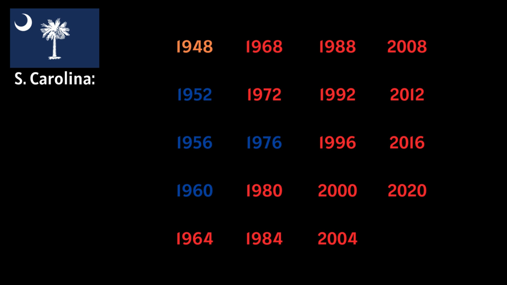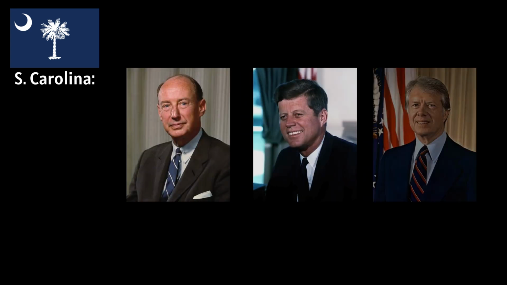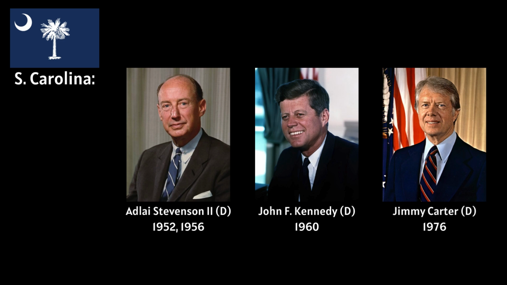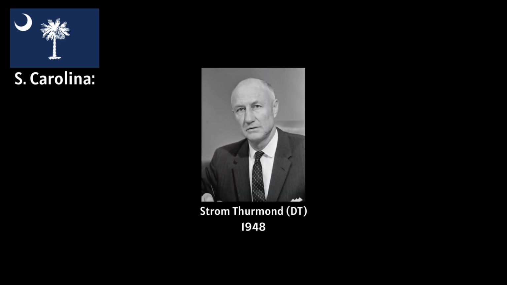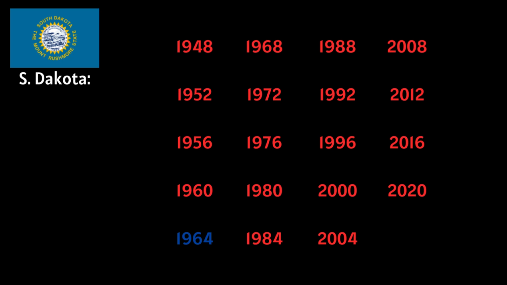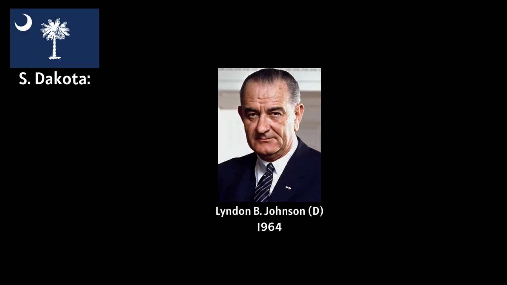South Carolina is a very firm red state, having voted red in every election since 1980. South Carolina has voted for 4 Democrats in 1952, 1956, 1960, and 1976, as well as Strom Thurmond and the Dixiecrats in 1948. South Dakota, like North Dakota, has only voted for 1 Democrat since 1948. Johnson won the state in 1964.